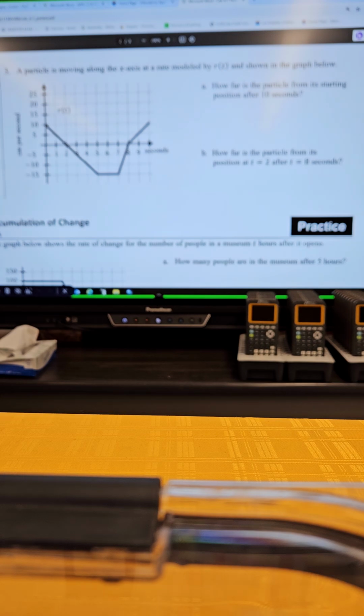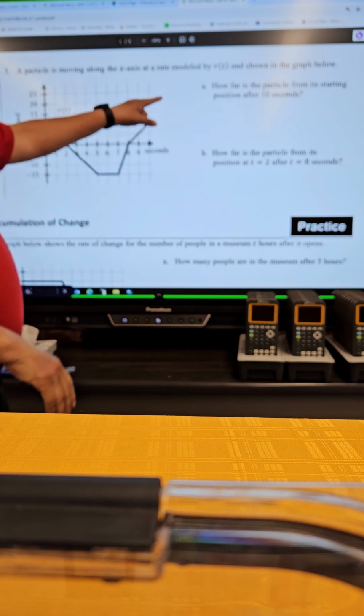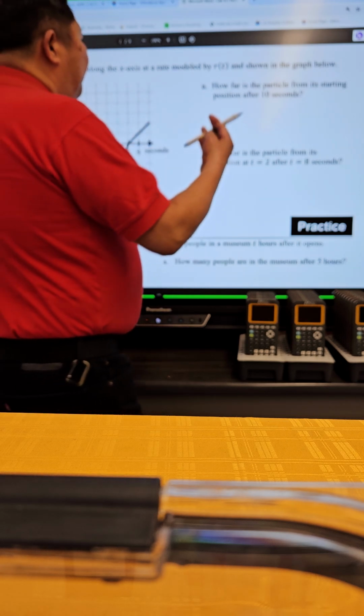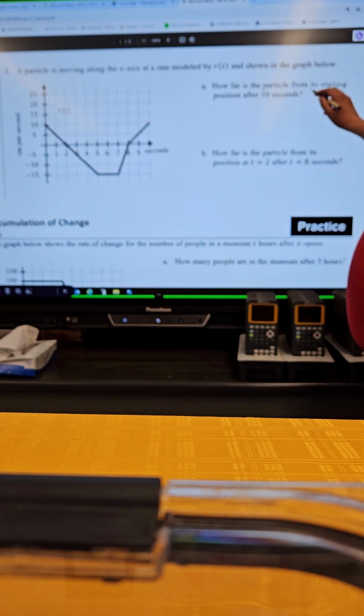Anthony, good boy, can you read the problem for me? A particle is moving along the x-axis at a rate modeled by R(t) and shown in the graph below. How far is the particle from its starting position after 10 seconds? Okay, we do problem A. How far is the particle from its starting position after 10 seconds?